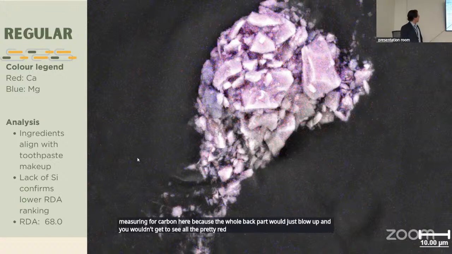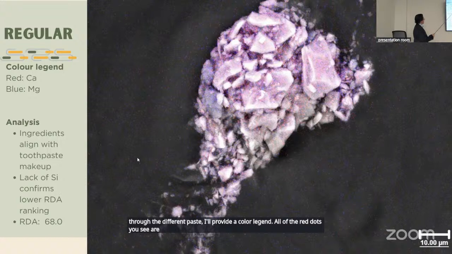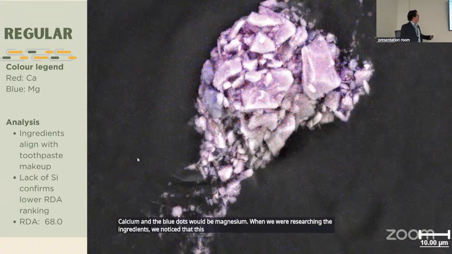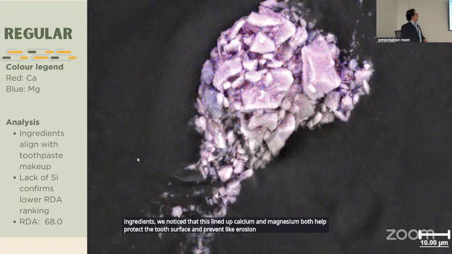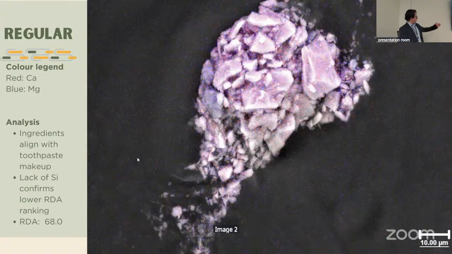So as we're going through the different pastes, I'll provide a color legend. All of the red dots you see are calcium and the blue dots would be magnesium. When we were researching the ingredients, we noticed that this lined up. Calcium and magnesium both help protect the tooth surface and prevent erosion or plaque buildup. And the lack of silicone captured in this image too kind of helps prove our hypothesis and aligns with the lower RDA ranking.